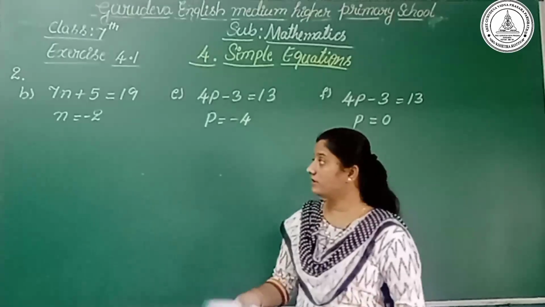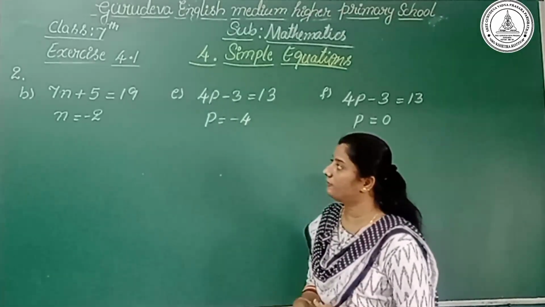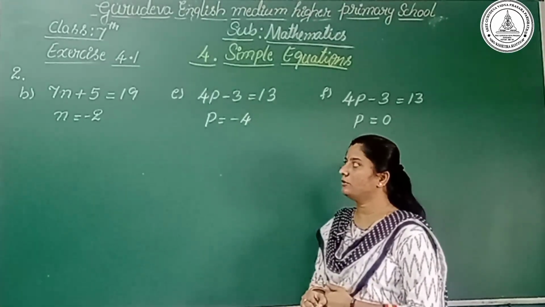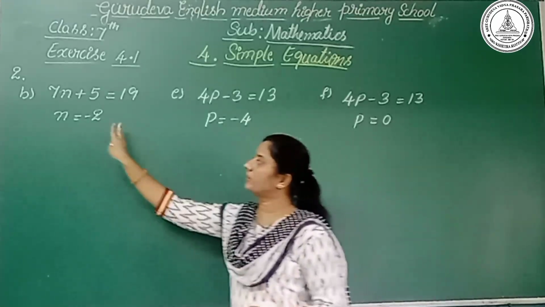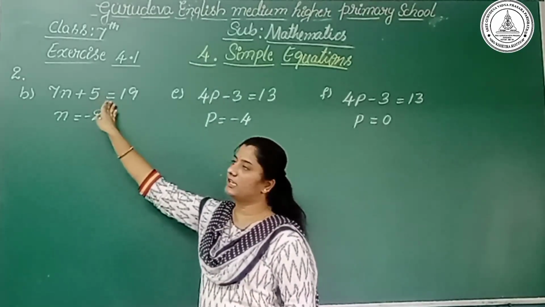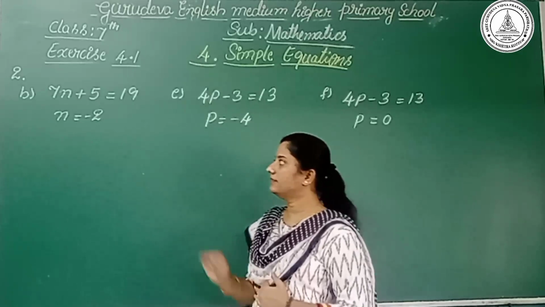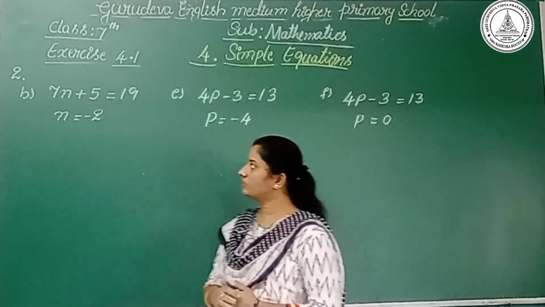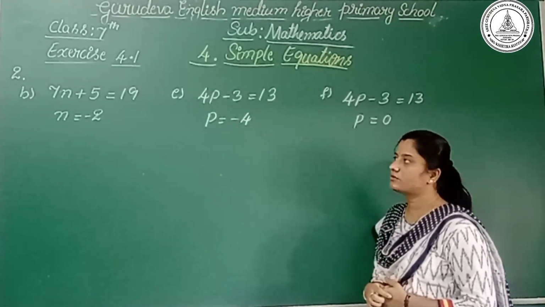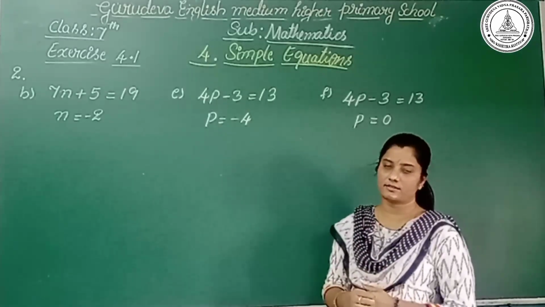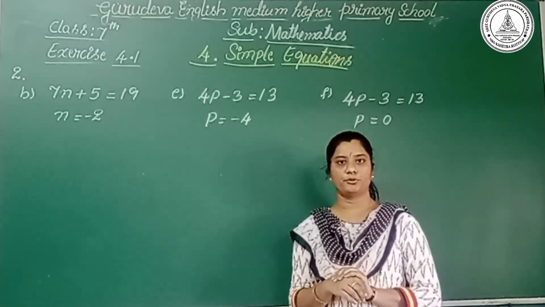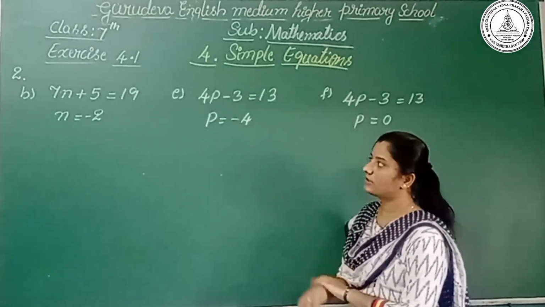Okay, so here they are given some equations and the values of the variables. We have to check whether the value of the variable satisfies the equation or not. Now let's do it here. So here they are given five questions. I have taken three different ones, and the rest of the questions you have to do on your own. Okay, so let's start with the B one.